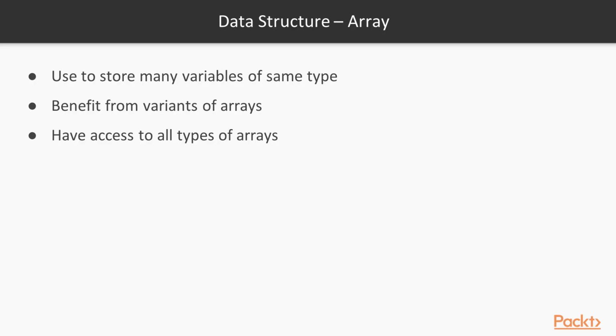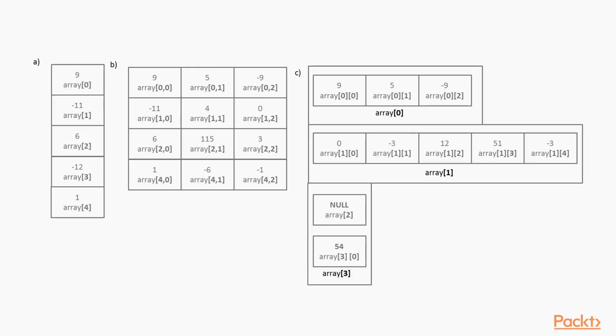Let's start with the array data structure. You can use it to store many variables of the same type, such as int, string, or a user-defined class. As mentioned in the introduction, while developing applications in the C# language, you can benefit from a few variants of arrays, as presented in this diagram. You have access not only to single-dimensional arrays, but also multidimensional and jagged. Examples of all of them are shown in this diagram.